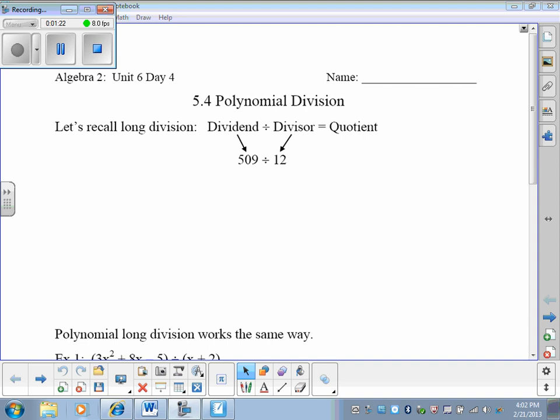Okay, now let's get started. Today we're going to be talking about polynomial division. We're going to use two different methods to do that. There's long division, and then there is synthetic division. We're going to start with long division.